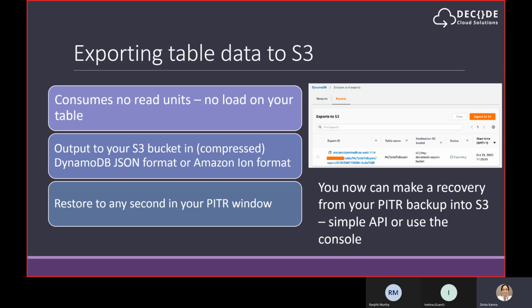It basically allows you to export from your point in time recovery backups into S3. You name a particular bucket that you are interested in using, and you get to choose the output format, which can be either DynamoDB JSON or Amazon Ion. In both cases, the output will be compressed objects in S3, and you can choose any second in that point in time recovery window.